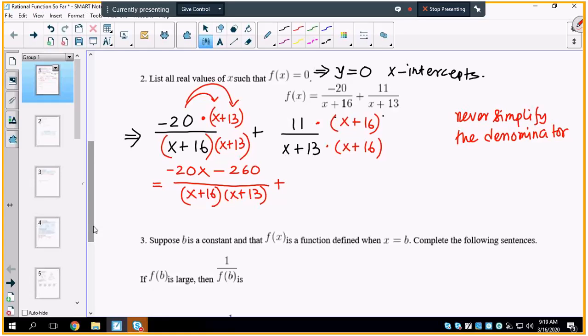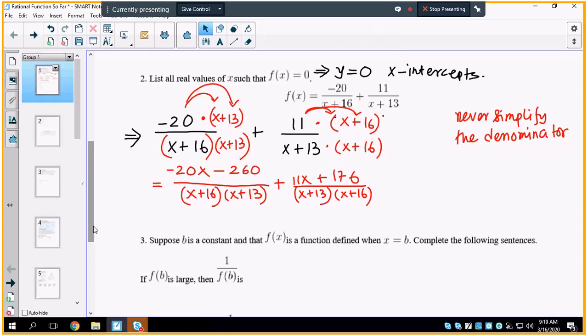So let's carry on. Now we're going to distribute 11 over x, so you get 11x, and then 11 times 16. And when I do 11 times 16, I get 11 times 6 is 66, 6 carries on, 11 times 1 plus 6 is 17. So 176 over x plus 13 times x plus 16. What it has done for us, it has given us the same denominator in both rational expressions. That's what we wanted.